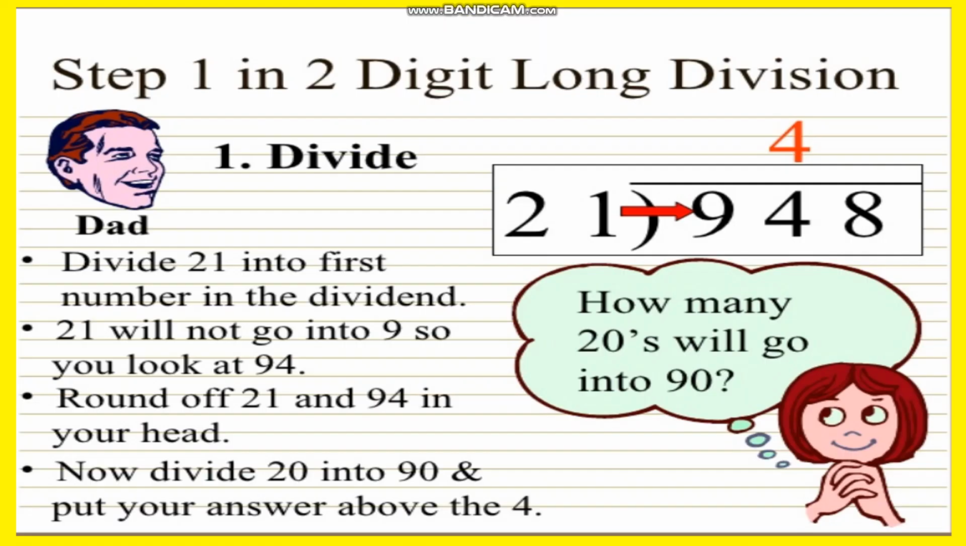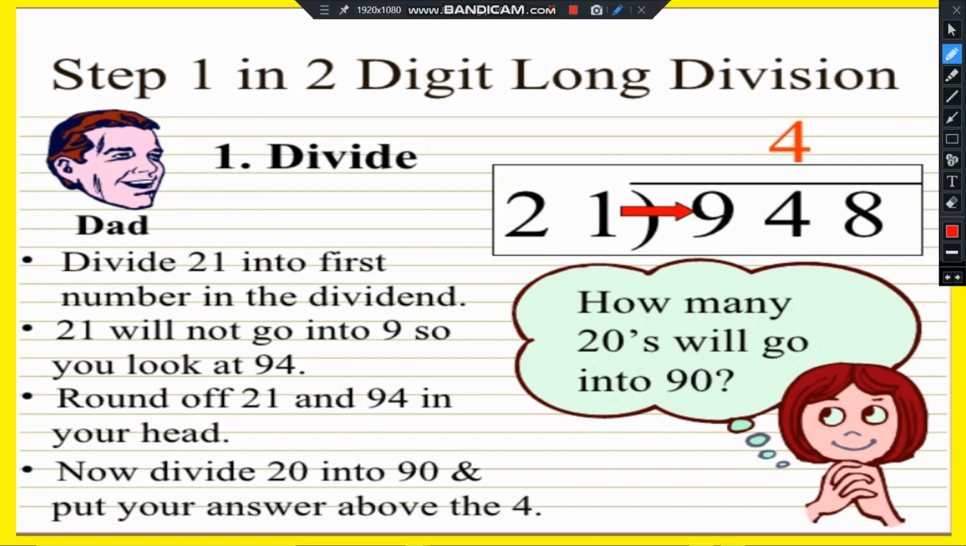Now let's start with our step 1 in the two-digit long division process. So step 1, if you remember, we start with dad, that is divide. So now here, since we are having a two-digit divisor, here our divisor is 21. So 21 is having two digits. So here also we will take the first two digits and see how many times 21 will go into 94.